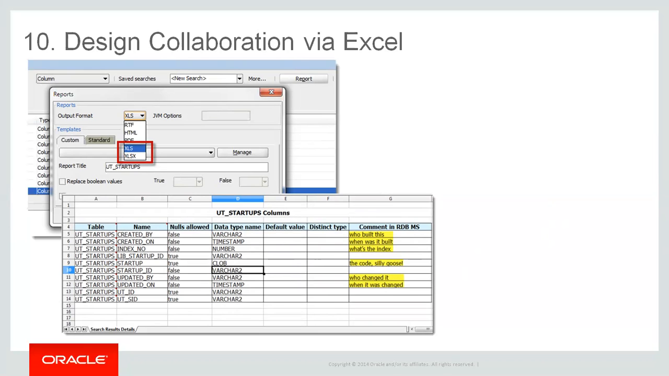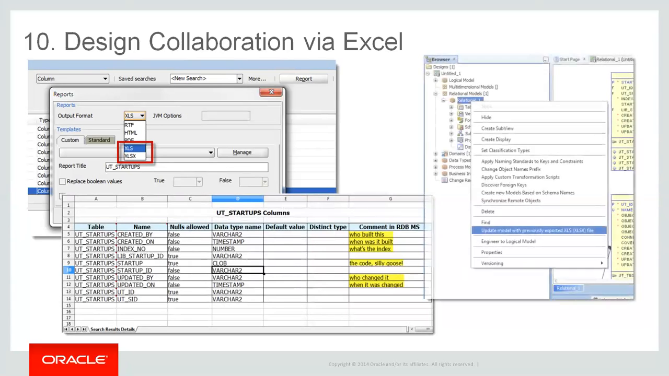What they can actually do is mark up this Excel sheet, send it back to you, and you can right-click on your design and say, okay, I'm now going to take their notes from Excel and I'm going to put it back into the design to see where we need to go back to the drawing board.